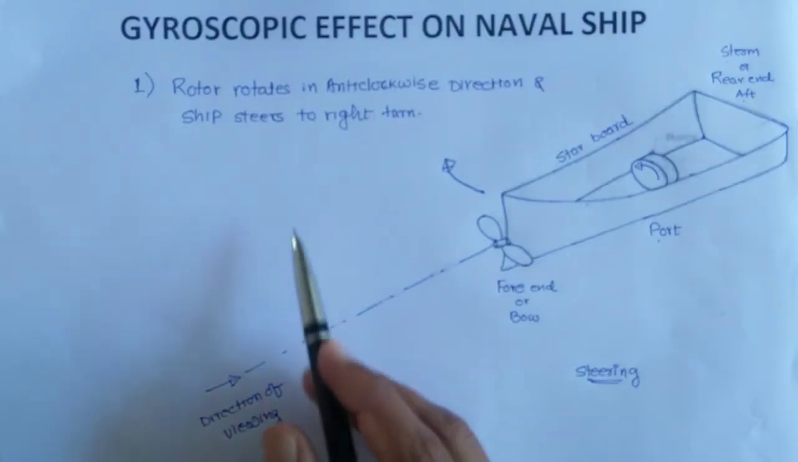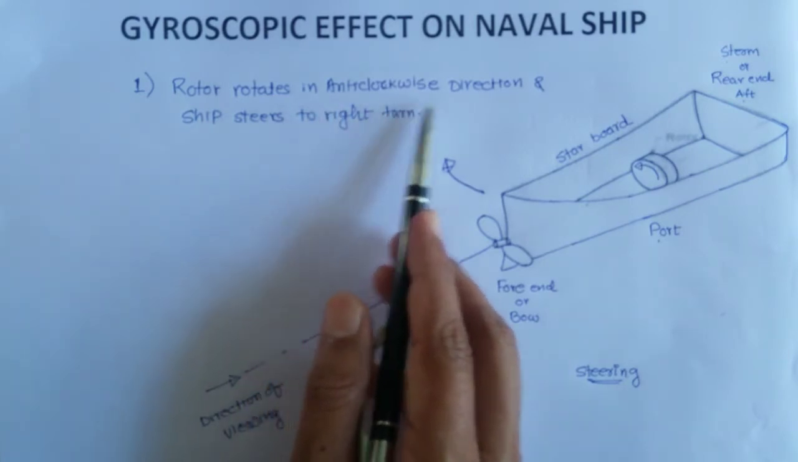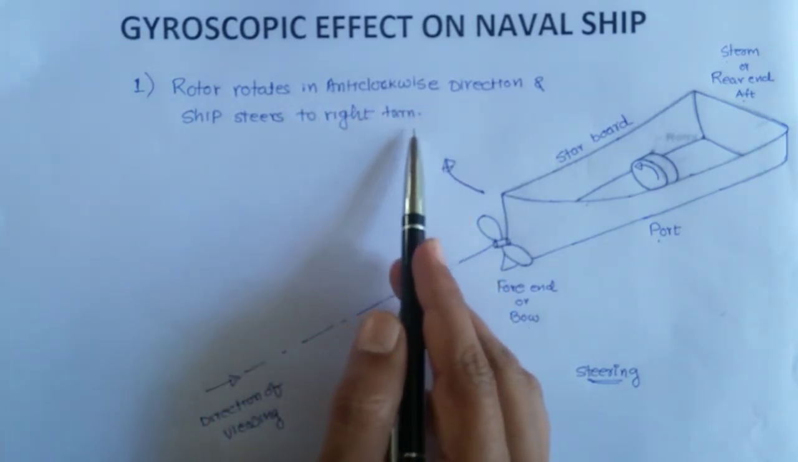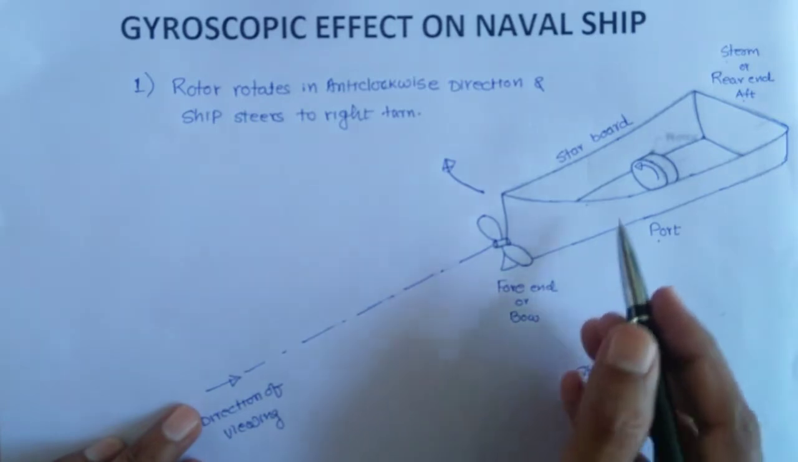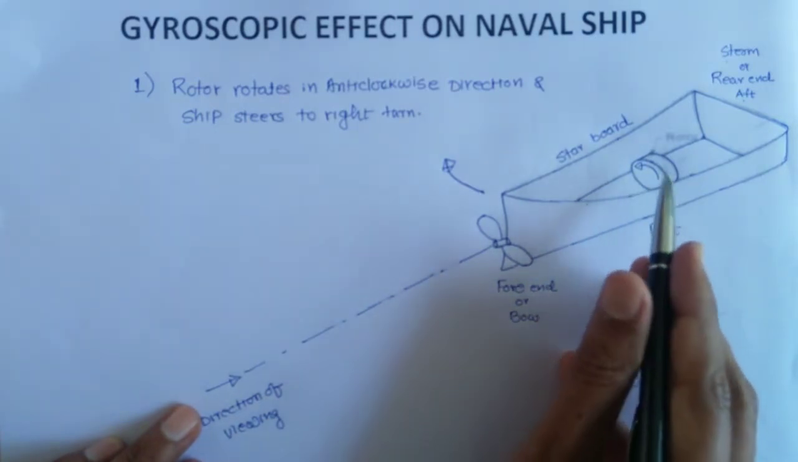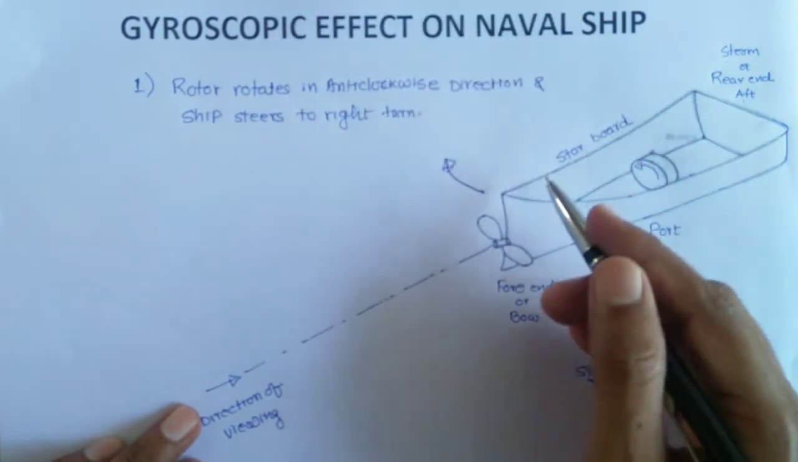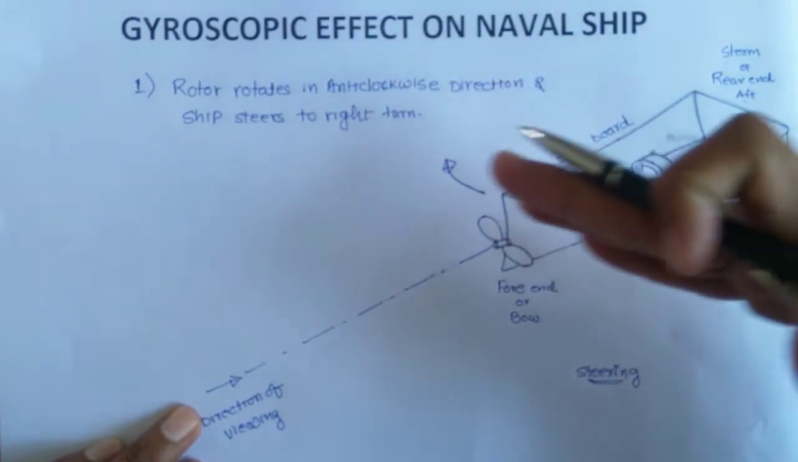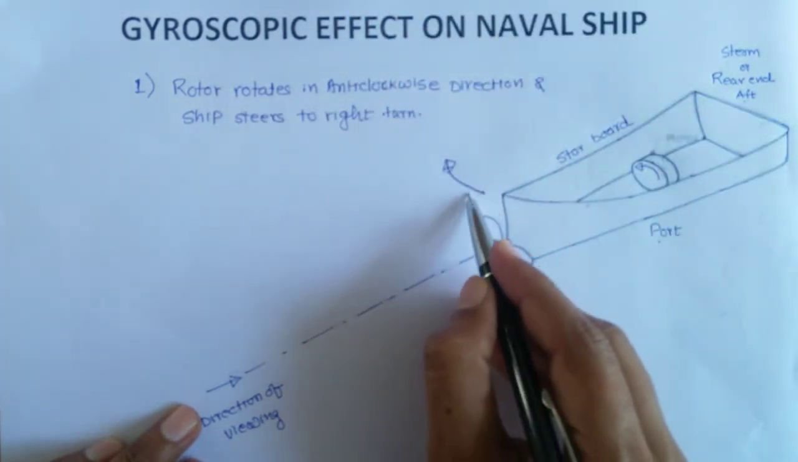Now let us consider the first case in which the rotor rotates in anti-clockwise direction and the ship steers to the right turn. This is the direction of viewing. We see from this end that our rotor is rotating in anti-clockwise direction and our ship is taking a right turn. If we imagine that we are sitting inside the ship, then our ship will turn in this direction. So our ship is taking a right turn.